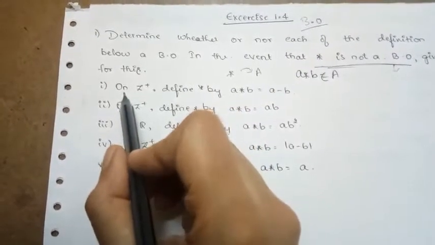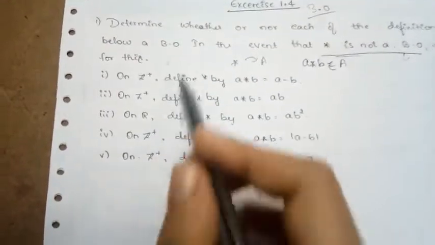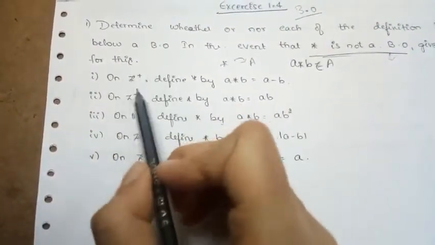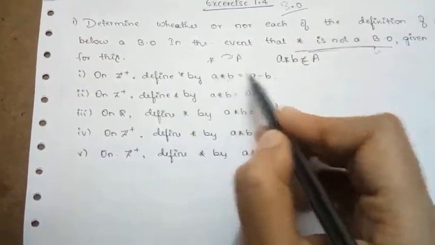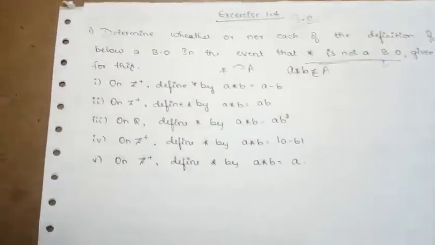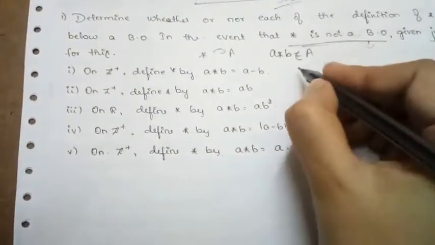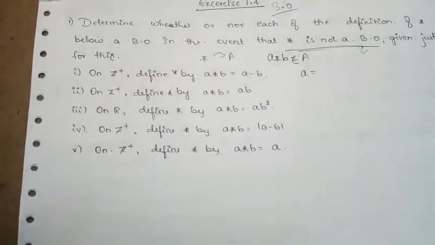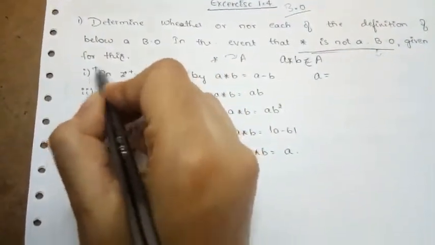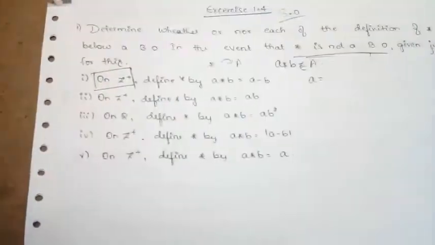So in the first one, what is Z plus? Set of positive integers. So upon positive integers they have defined the star. How have they defined it? A star B is equal to A minus B. So we need to check whether it is a binary operation or not. First, what we need to concentrate on is the set upon which they have defined it. Here it is defined upon the set of positive integers.